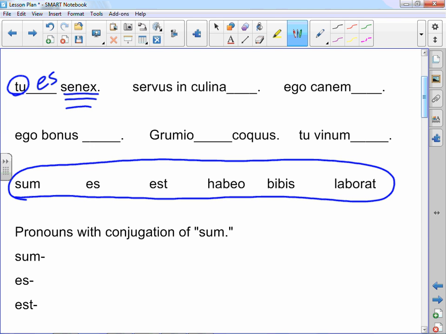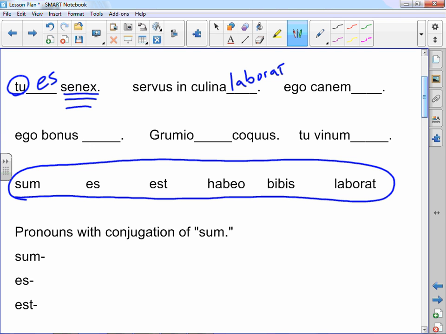Here we have the slave in the kitchen. I could use est if I wanted to, but I'm going to choose laborat because I want him doing something in the kitchen. So est would fit here, but it's really not the best answer, and you'll see that later in a second.